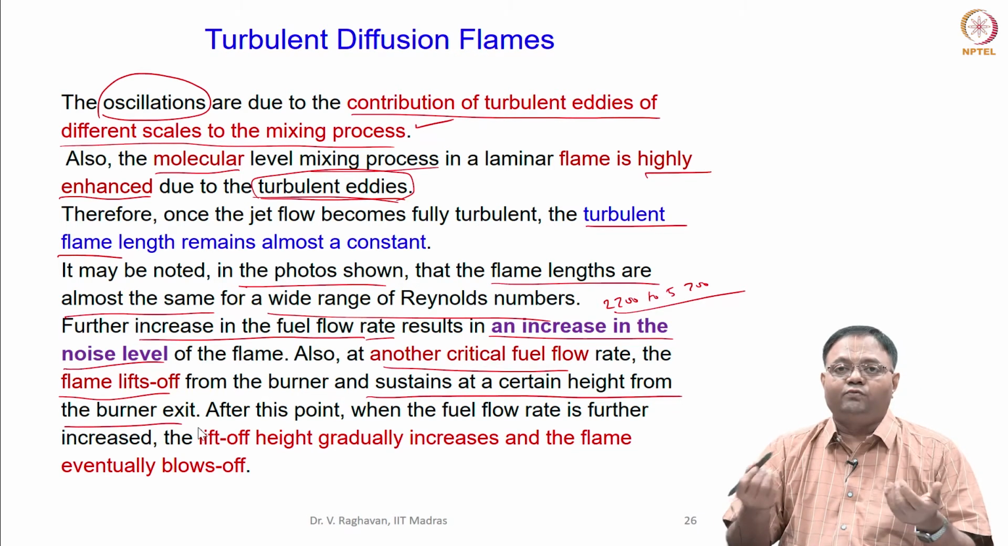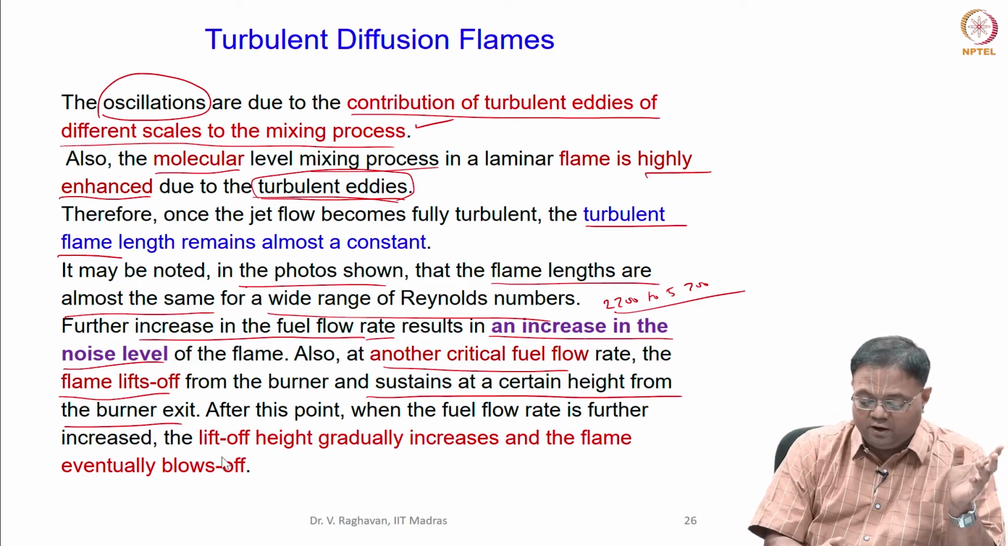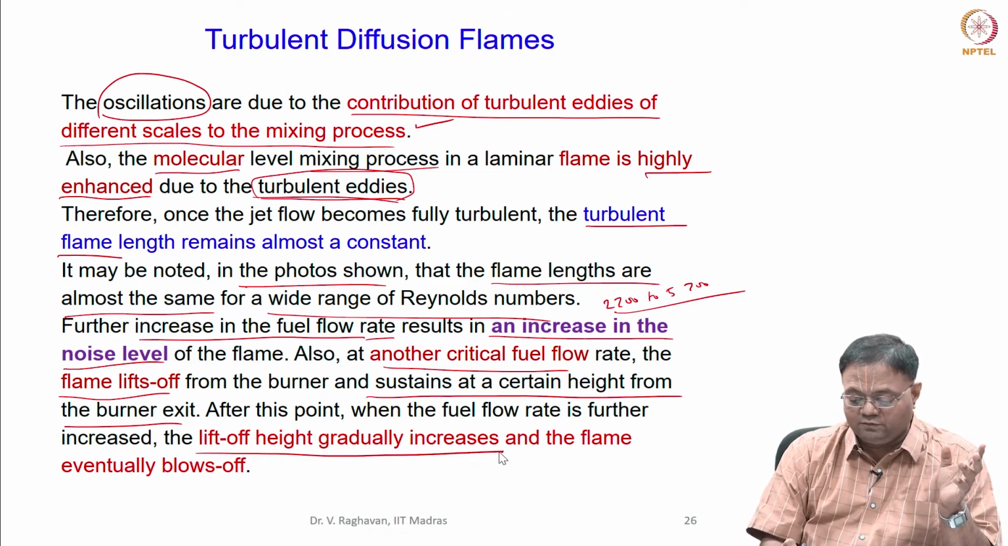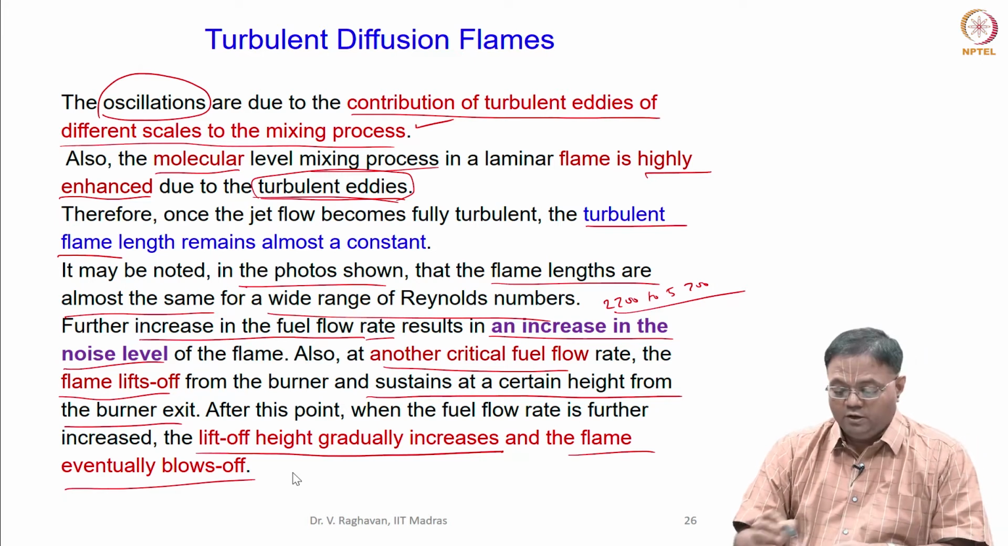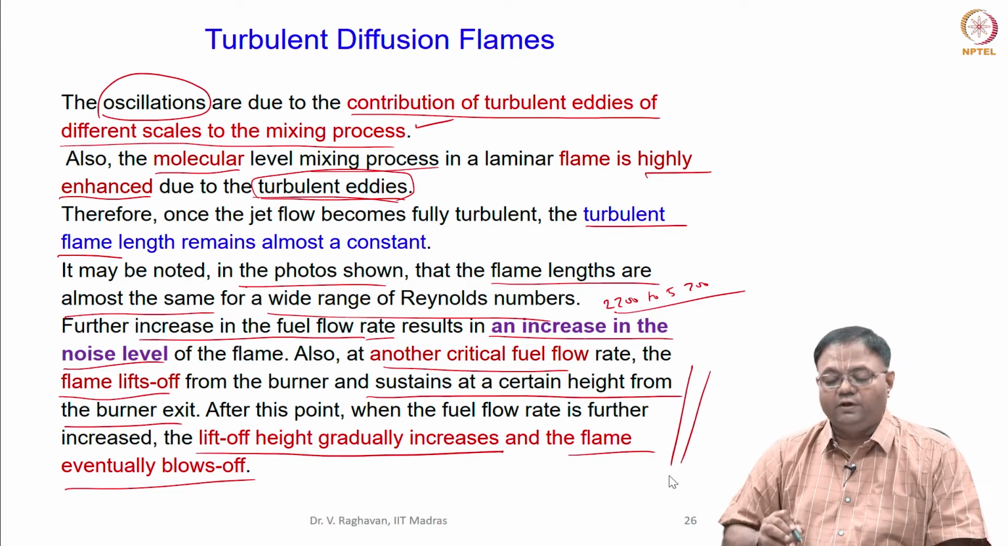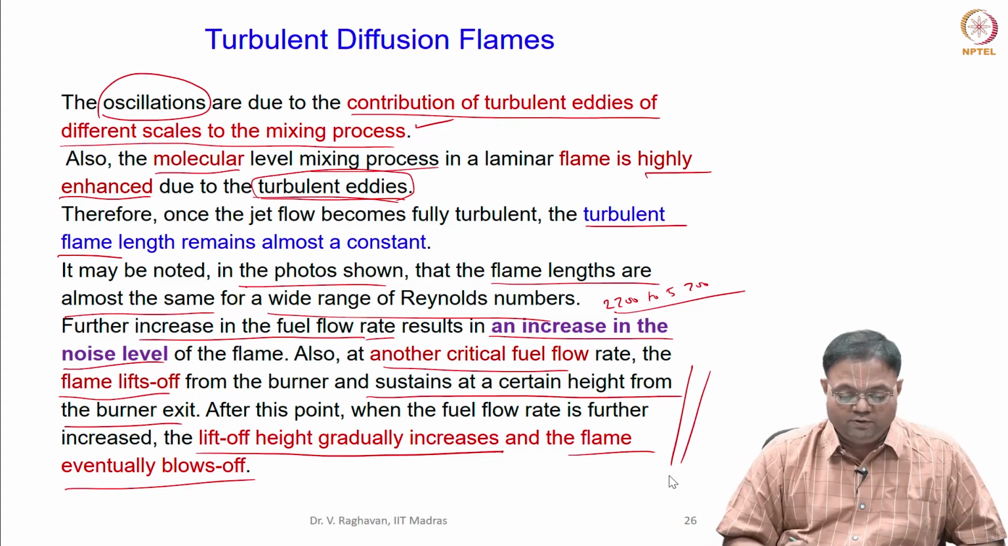When you increase the flow rate further, the lift off height will gradually increase, and finally the flame will blow off. Okay. So these are the characteristics of the turbulent jet flames.